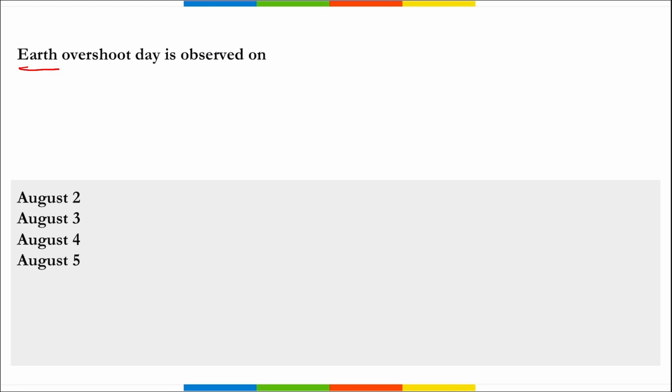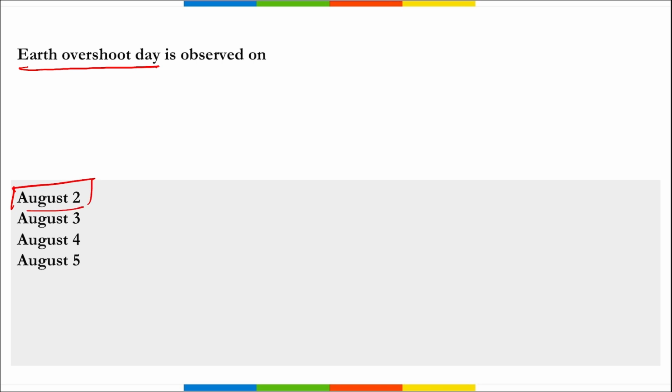Next, Earth Overshoot Day. When do we observe this? Earth Overshoot Day marks the date when humanity's demand for ecological resources and services in a given year exceeds what Earth can generate in that particular year. So this day is observed on 2nd of August.